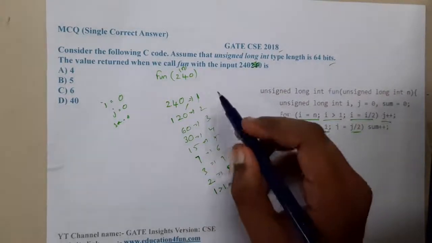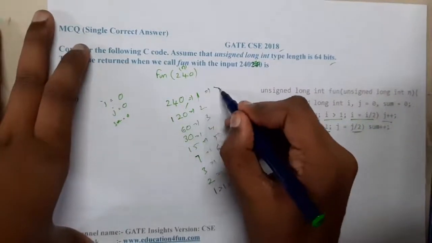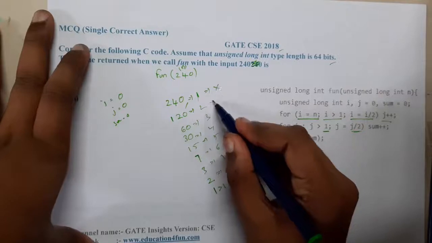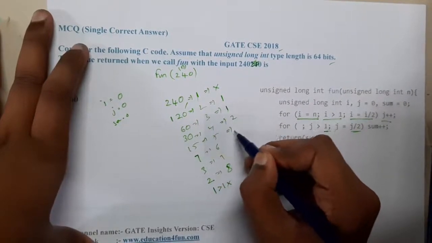Let us start. Now if you are doing sum plus, for this first one you will not get any sum increment. For this you will get once. For this also you will get once. For this you will get twice. For this you will get twice.